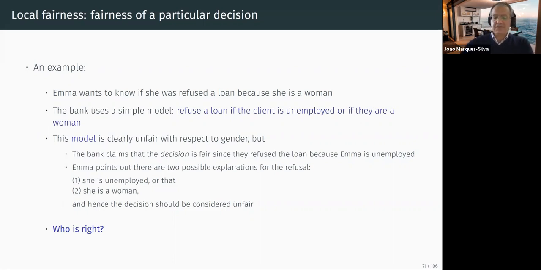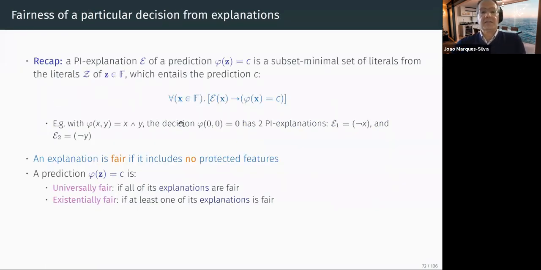And this leads us to a few additional concepts. So again, this is the PI explanation, which we have seen several times. Again, this is modeling the entailment condition. And just another example so that we are familiar with the notation in this concrete setting. So we say that an explanation is fair if, so notice that now I'm back to explanation, an explanation is fair if it includes no protected features. Okay. And so this leads us to two types of fairness of explanations.